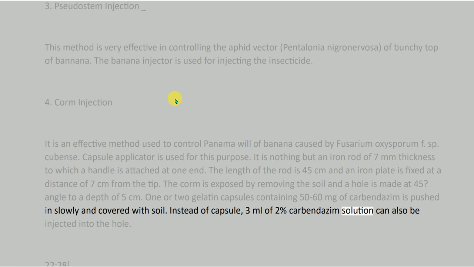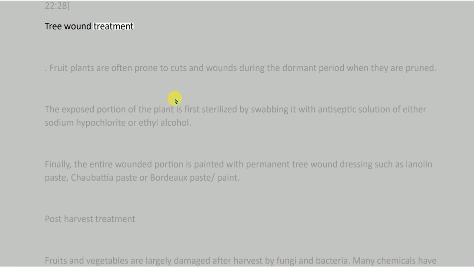20.28. Tree wound treatment. Fruit plants are often prone to cuts and wounds during the dormant period when they are pruned. The exposed portion of the plant is first sterilized by swabbing it with an antiseptic solution of either sodium hypochlorite or ethyl alcohol. Finally, the entire wounded portion is painted with a permanent tree wound dressing such as lanolin paste, chalk paste or Bordeaux paste paint. Post-harvest treatment.